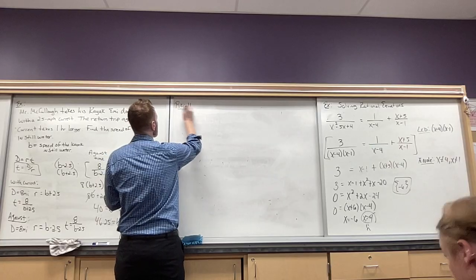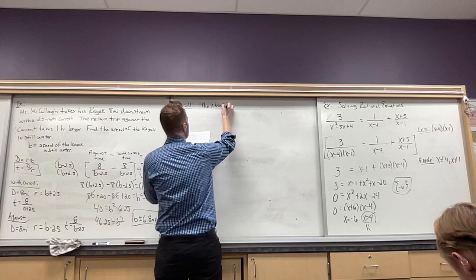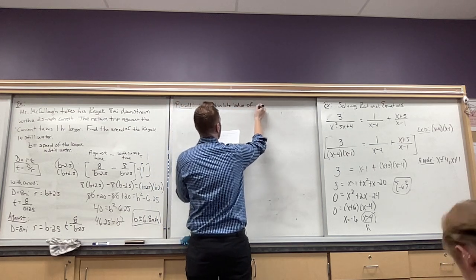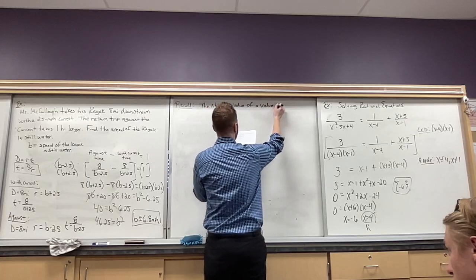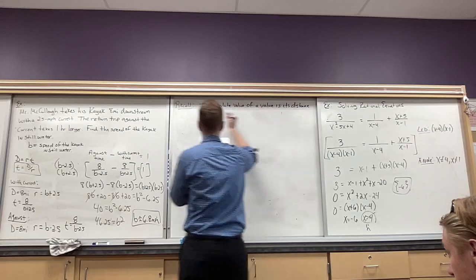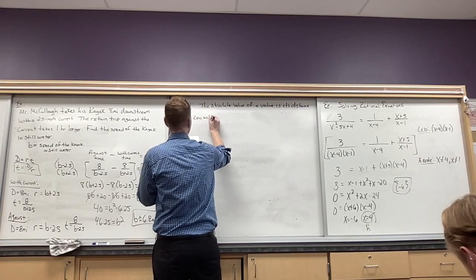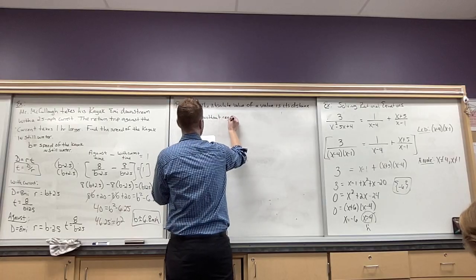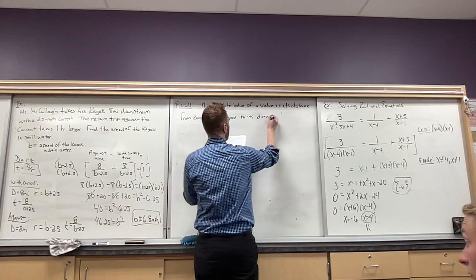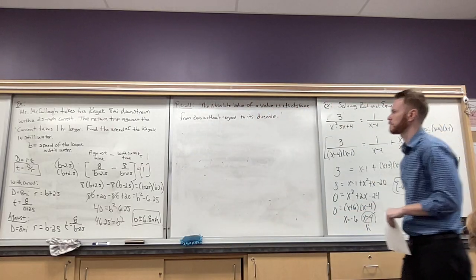Recall from your Algebra 2 days. So the absolute value of a value is its distance from 0 without regard to its direction. That's what we talked about in the past when it came to absolute value.